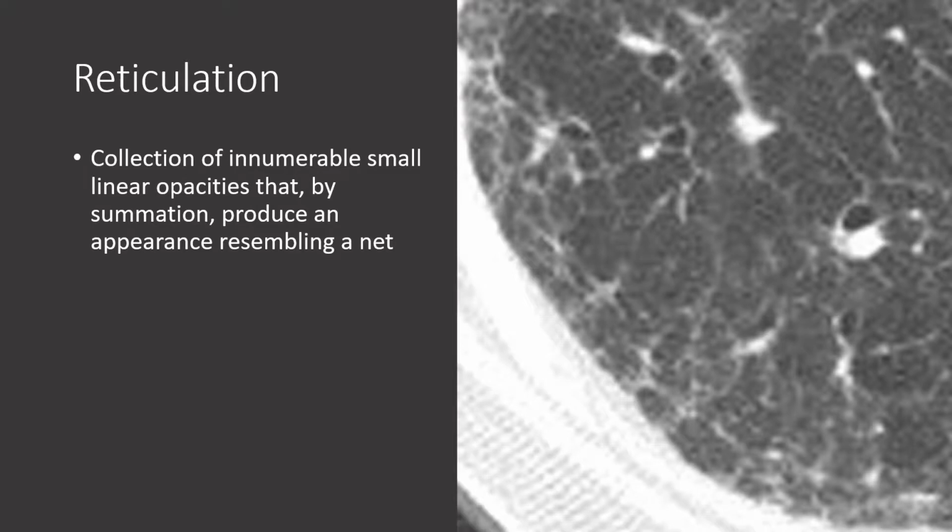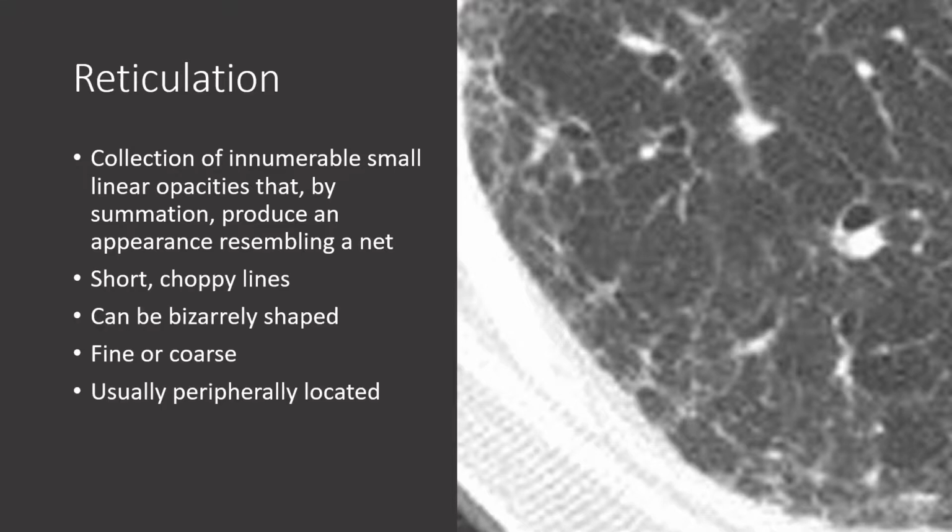Reticulation is also a form of interstitial thickening like septal thickening. Reticulation represents a collection of innumerable small linear opacities that by summation produce an appearance resembling a net. However, the appearance is somewhat different than what we saw for smooth septal thickening. On CT, these appear as short, choppy lines that can be fine or coarse in appearance and are usually peripherally located and somewhat bizarrely shaped.